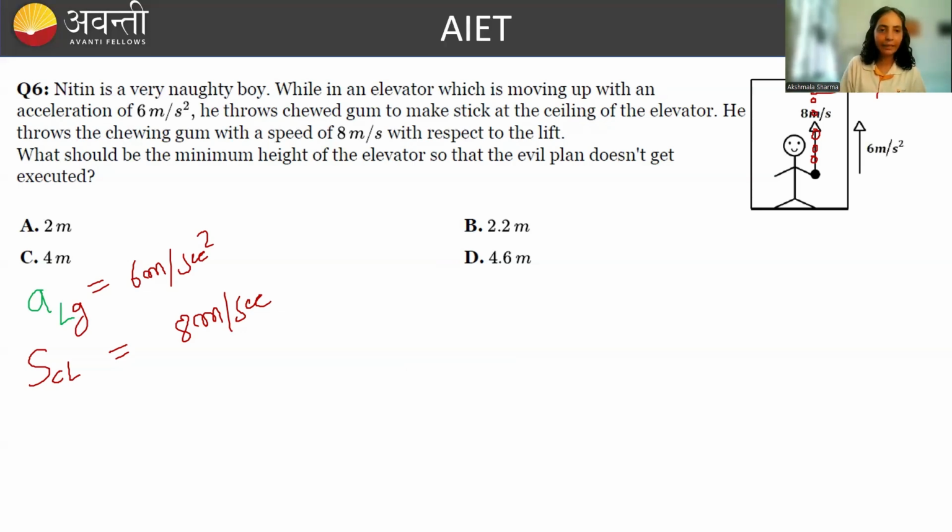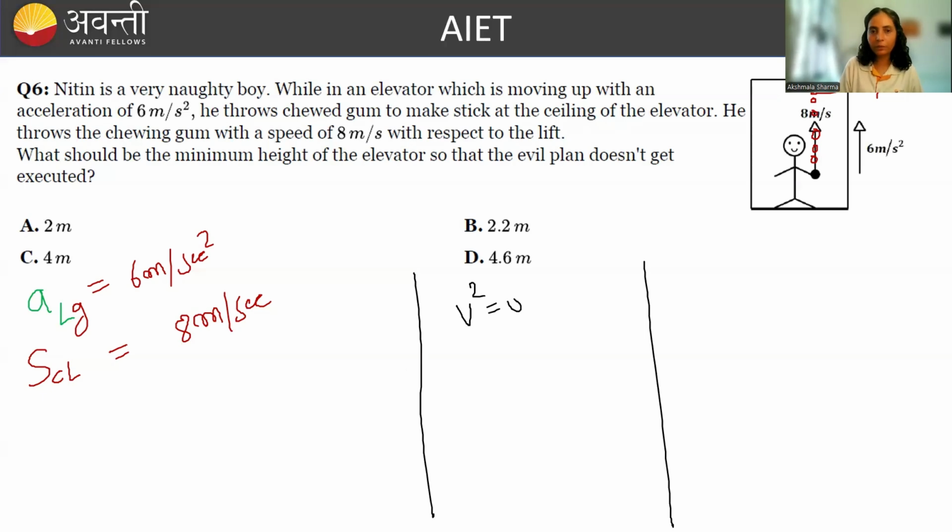So let's write equation with respect to lift. So let's say height is what? Let's say height is h. Done. So v square equal to u square plus 2a h formula we can use. Final speed we have to make it 0. Initial speed with respect to the lift is how much? 8. So this is 64 plus 2 a h.